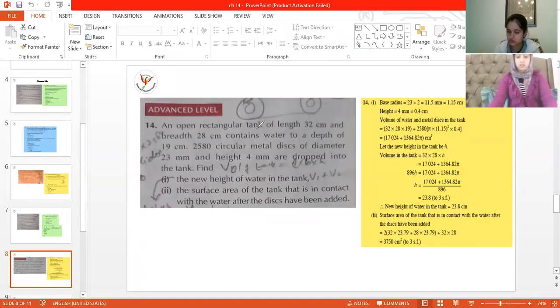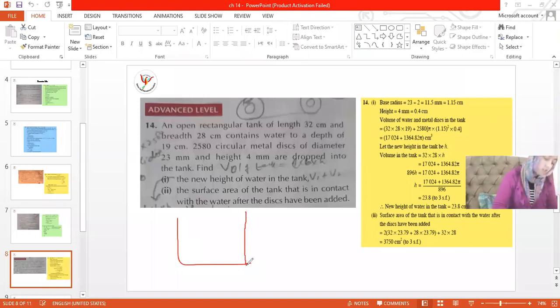An open rectangular tank of length 32 centimeter, breadth 28 centimeter, contains water to a depth of 19 centimeter. One thing is very clear, that the tank is open and rectangular in shape. Open means that whenever we have to calculate the area, this one side will be subtracted, or we will only add the one side.